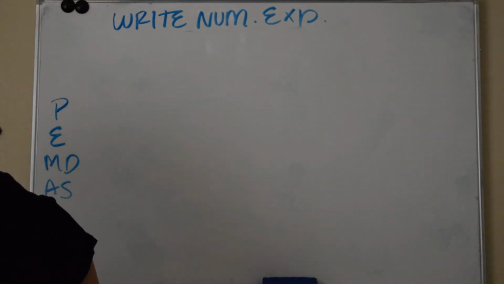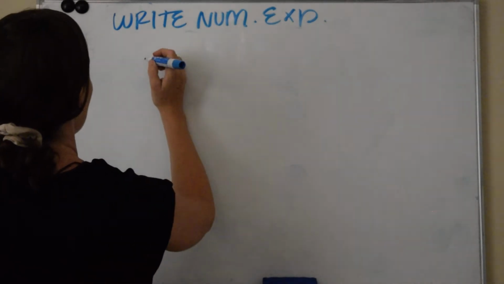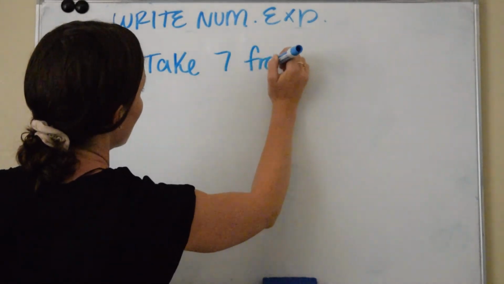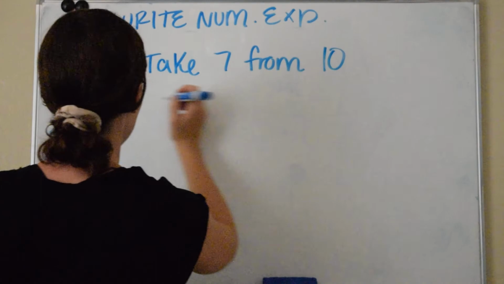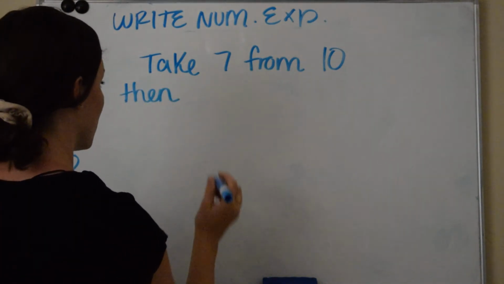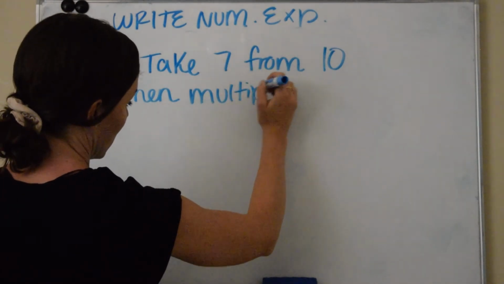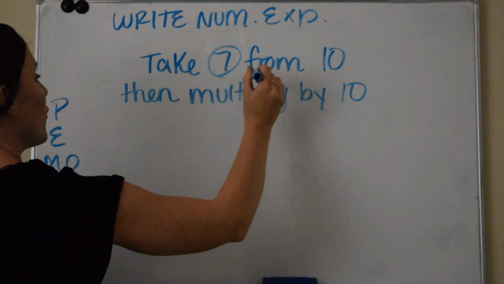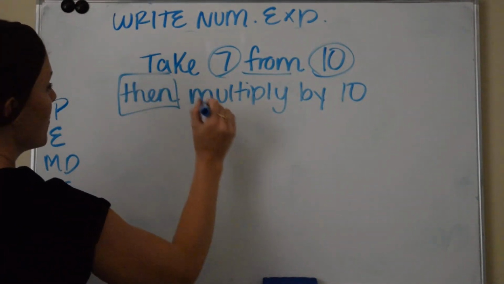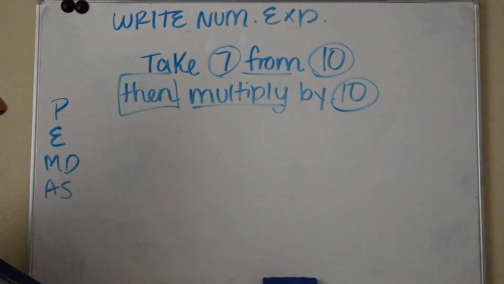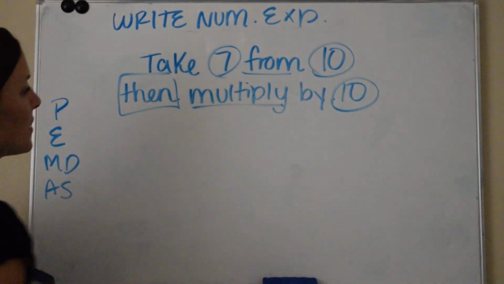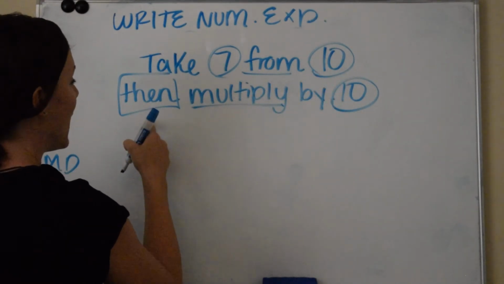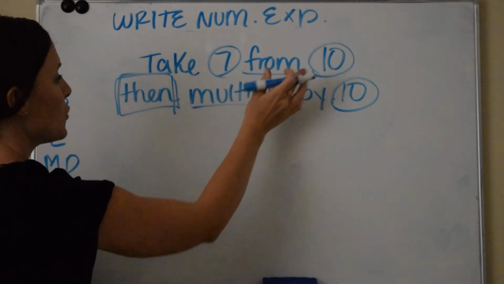Let's go ahead and do: take 7 from 10, then multiply by 10. Okay, take 7 from 10, then multiply by 10. I wanted to do ones that had the same digits to show you an example so that you don't get confused. Take 7 from 10, then. When you hear that word then, put a box around it, do this part first.